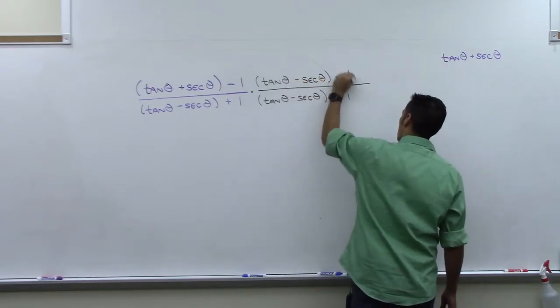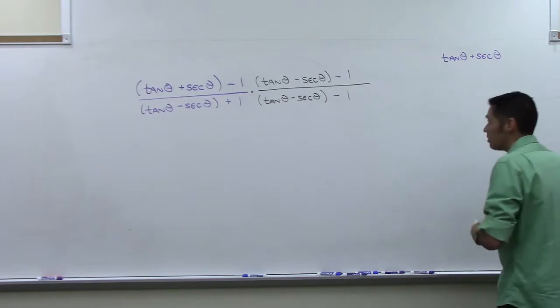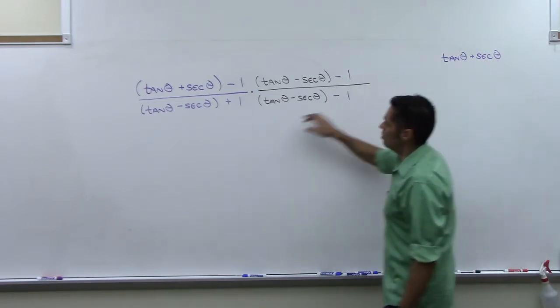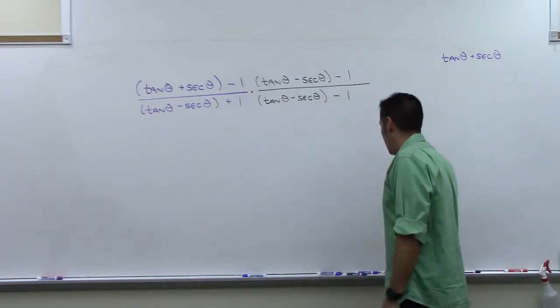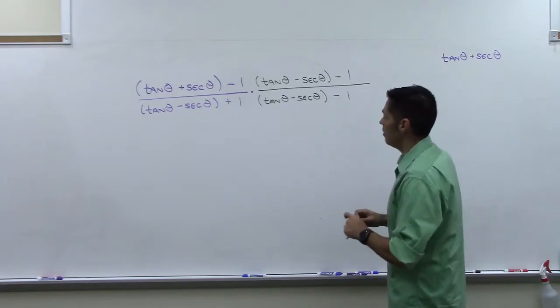I just messed up a sign. Somewhere in there I messed up one of my signs. So there's my conjugate of the bottom. And now let's multiply this.